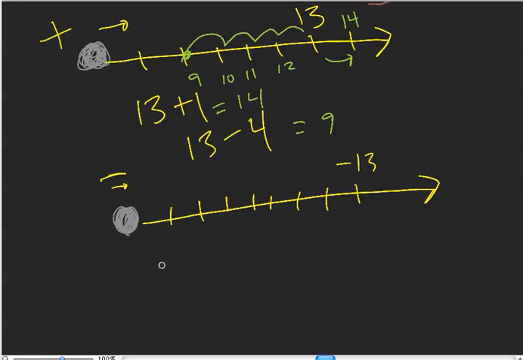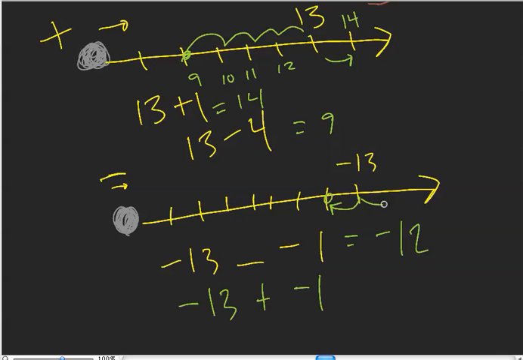Same thing, and I have negative 13. If I have negative 13 minus a negative 1, I'm going to react the same way I did over here. I'm going to jump back one more negative this way, and I get negative 12. If I have negative 13 plus a negative 1, I'm going to jump this way, and I'm going to get negative 14.